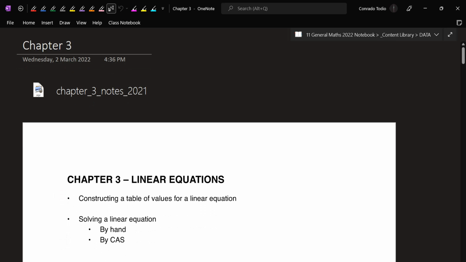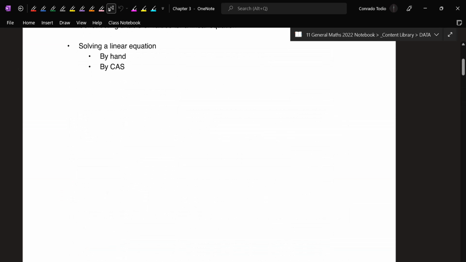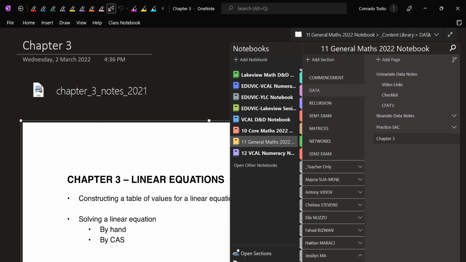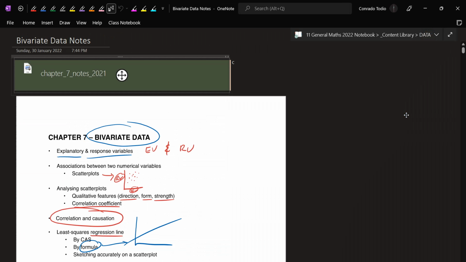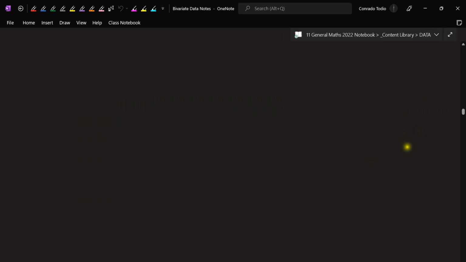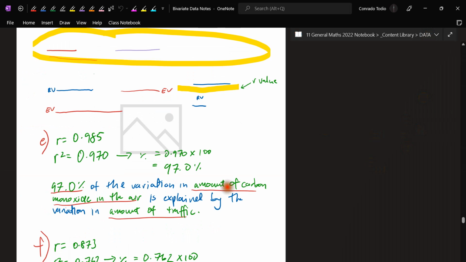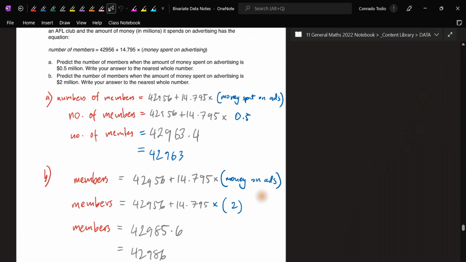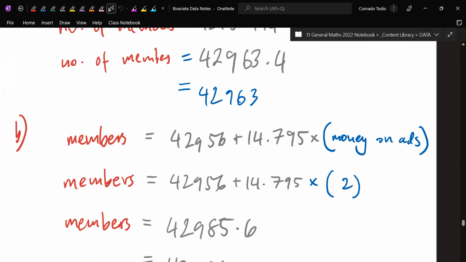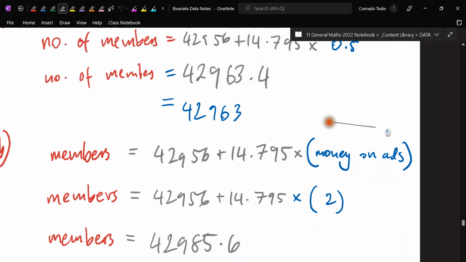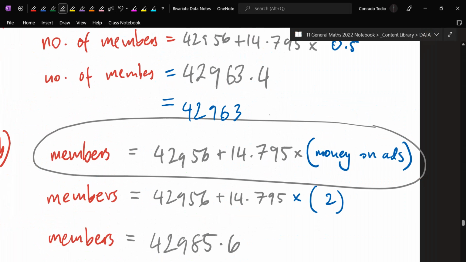We haven't really, like I said, explicitly done a lot of these linear equation solving. But you'll probably remember if you go back to some of the stuff we've already done. If we go to bivariate data, all the way to the bottom towards the end, we started doing predictions and predicting equations, where you have your equation, like this one here. So you've got this, and you're changing some of the variables.